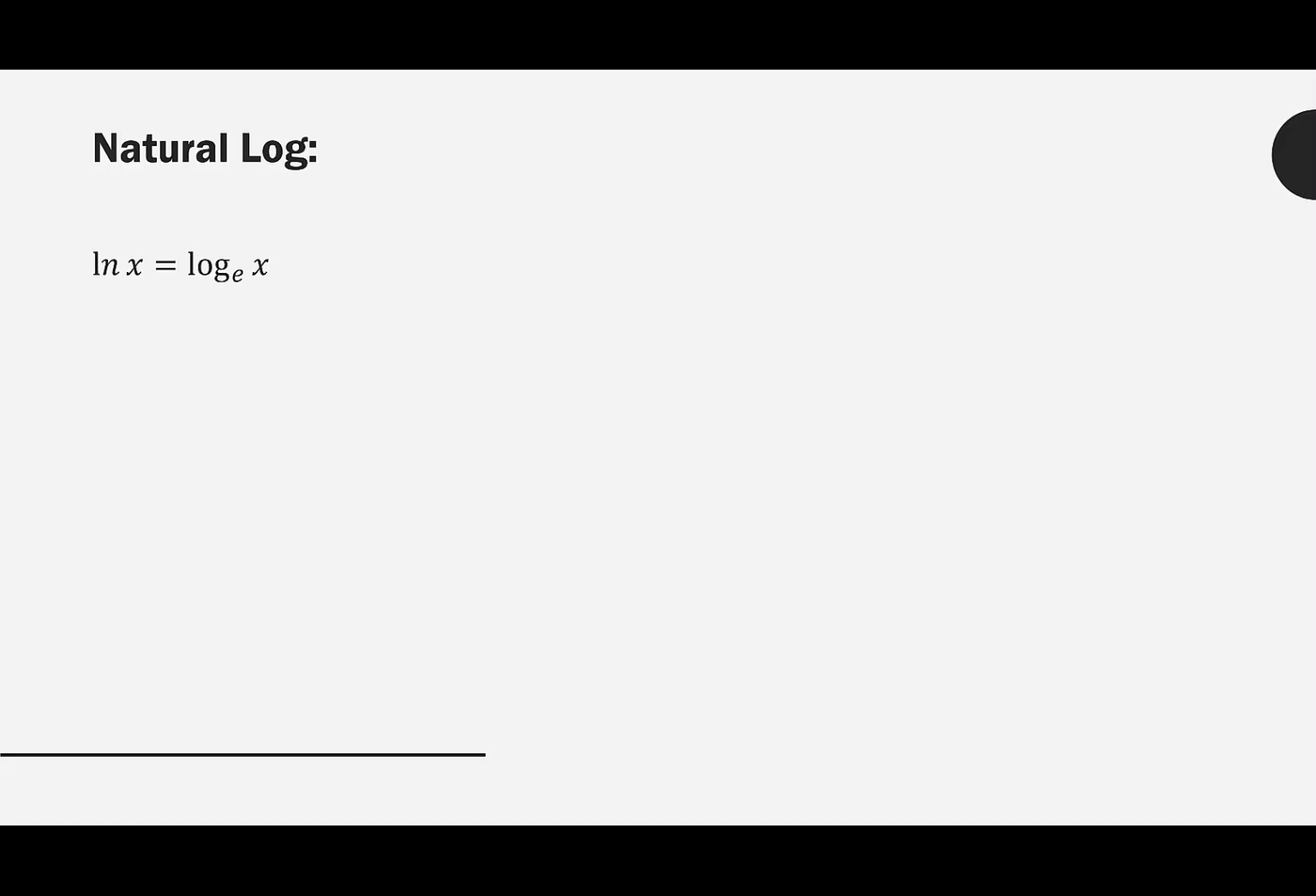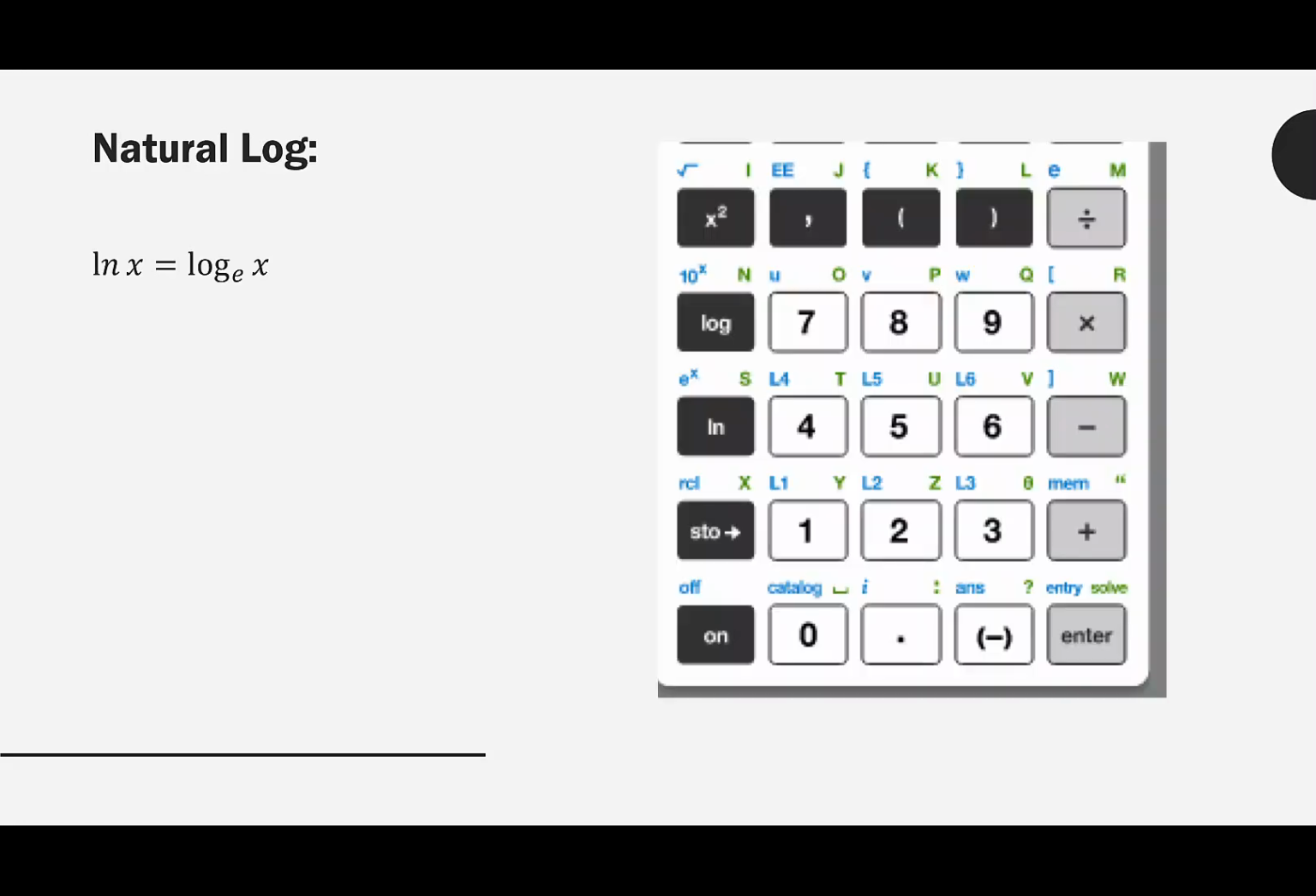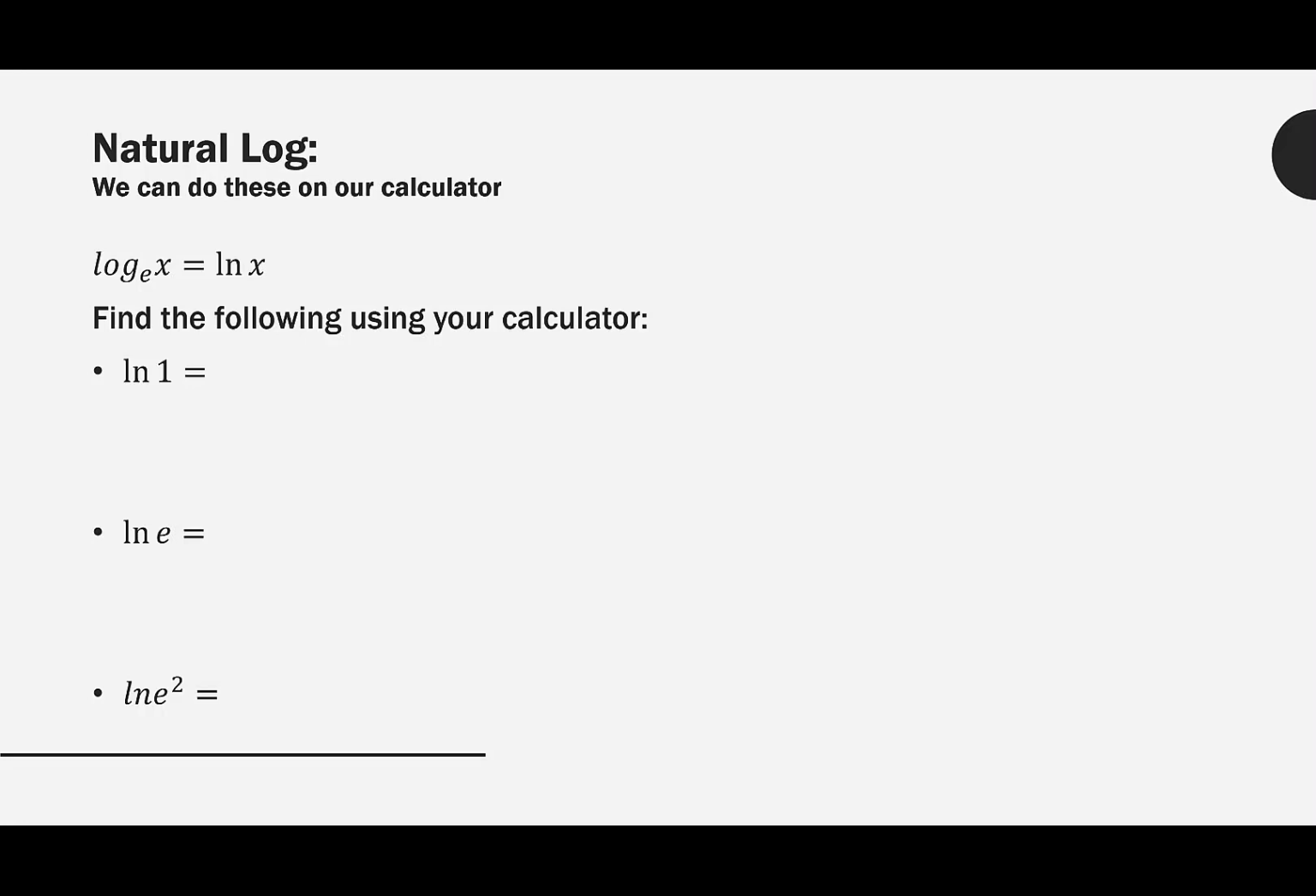A second log that's very helpful is called the natural log. We write natural log as ln of x, and it's equal to the log base e of x. Let's find some values using our calculator.